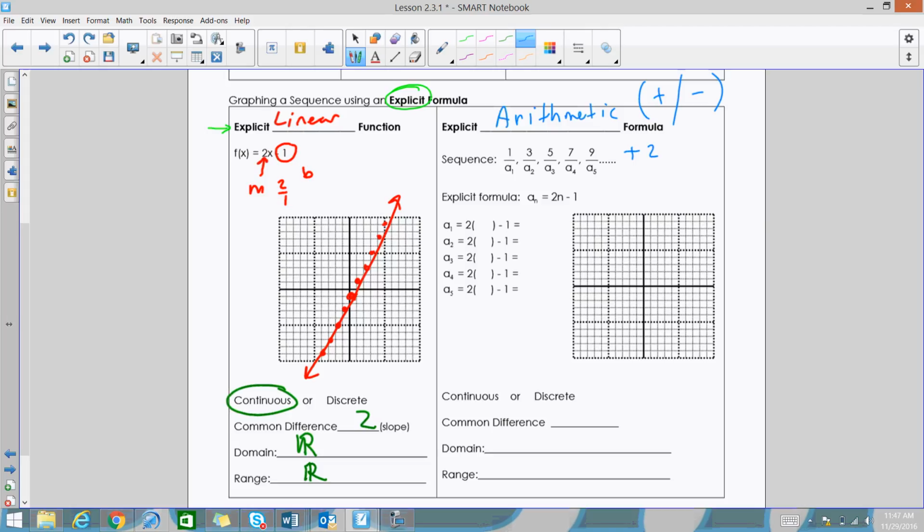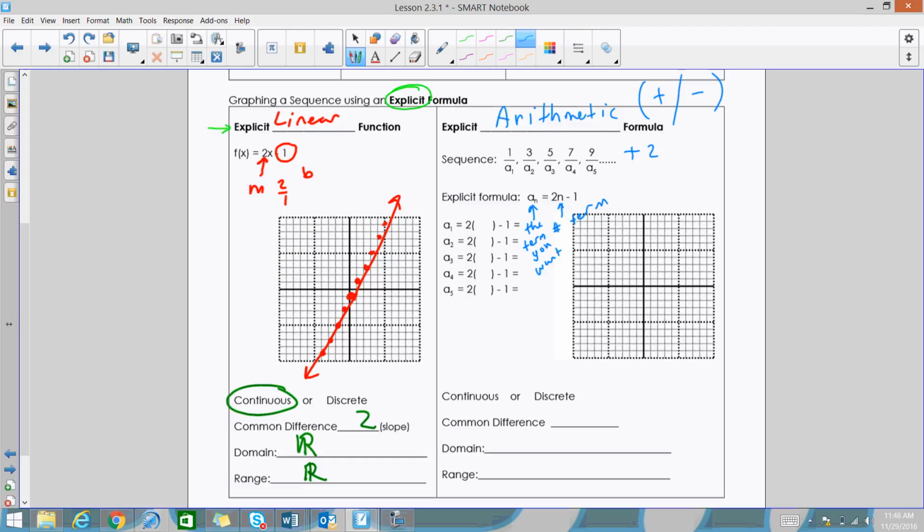So our explicit formula that we get from the sequence is A sub n is equal to 2n minus 1, all right? So your n is what number term, and A sub n means the term you want. The 6th term, or the 7th term, or 8th term, or the 9th term, whatever.